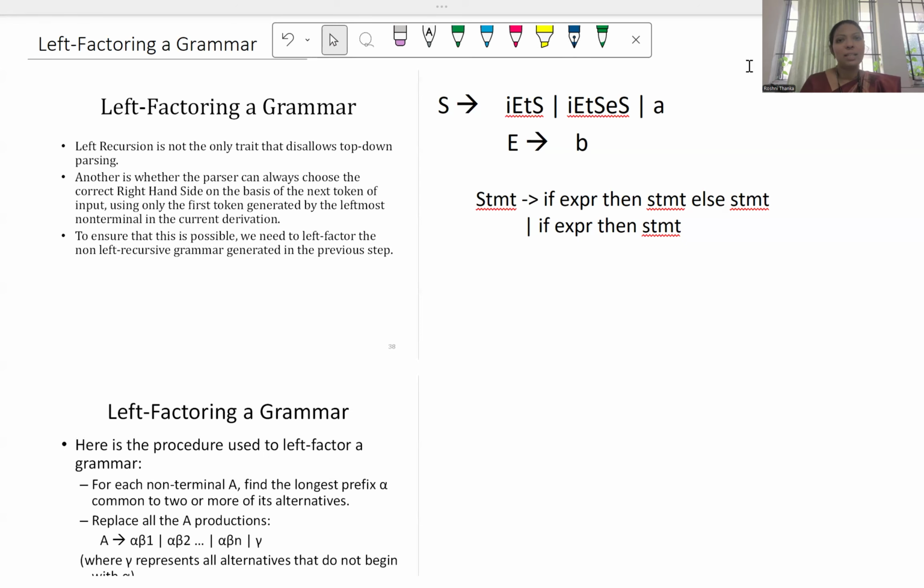Hello, dear students. In this video, we are going to see what left factoring is in a context-free grammar. We know that syntax analysis is the second phase of the compiler. Hope you have checked the previous videos I have uploaded regarding syntax analysis, how to eliminate ambiguity, and how to eliminate left recursion. This left factoring will also come in the second phase of the compiler.